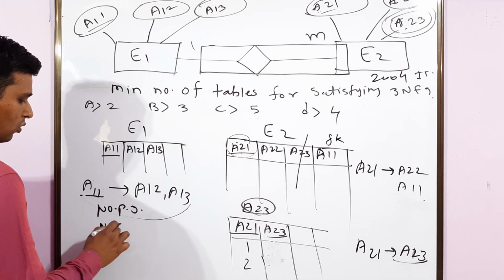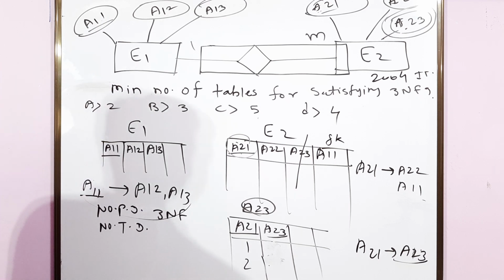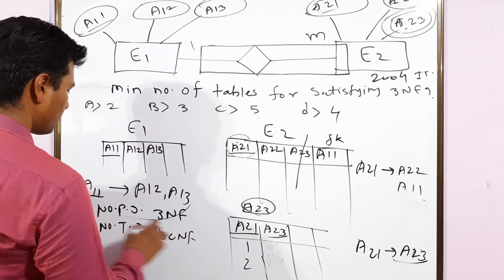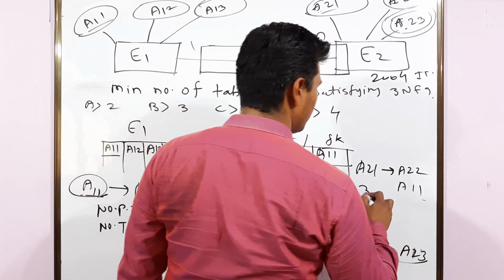No transitive dependency means it is in 3NF, so 3NF is verified. BCNF also holds, because the determinant is a super key. So this relation is in both 3NF and BCNF.